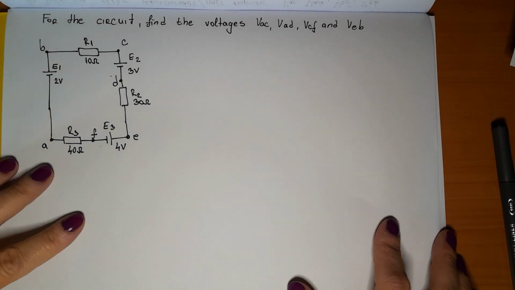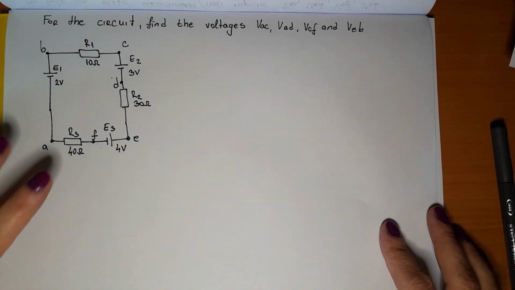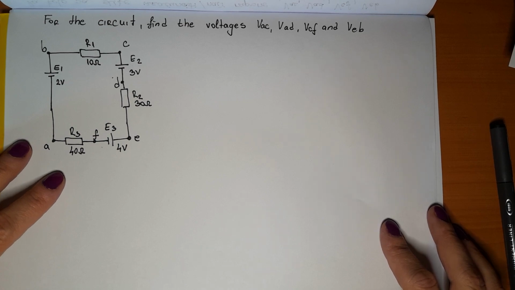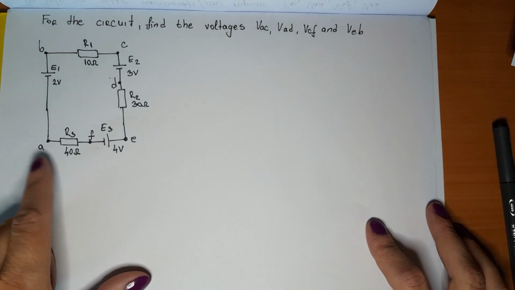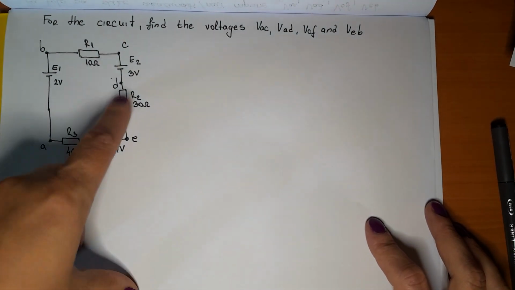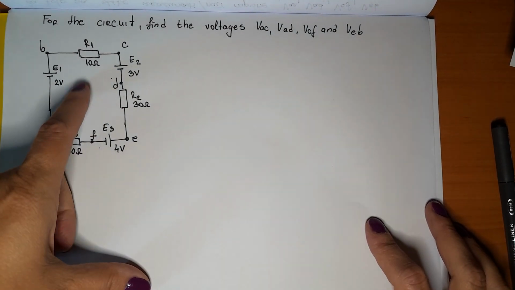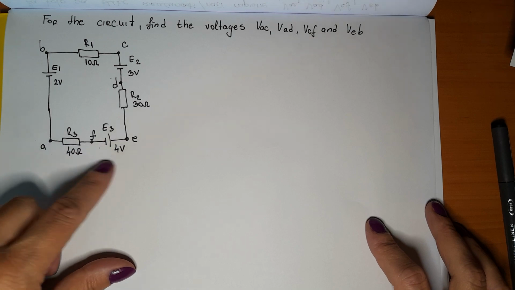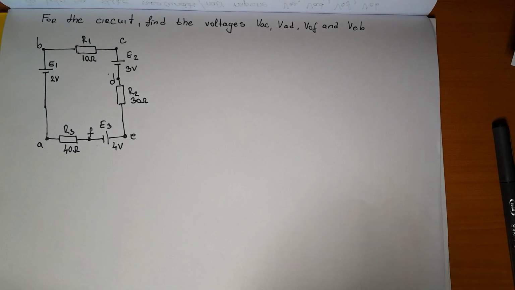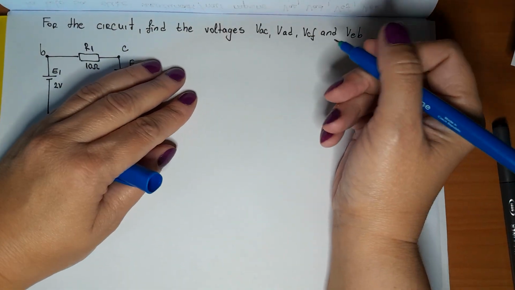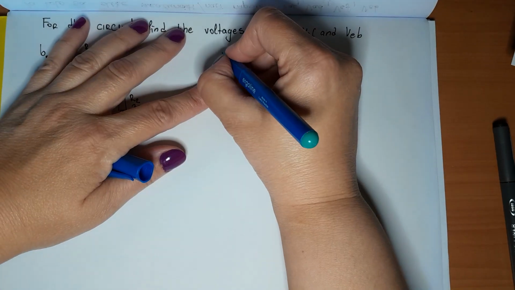So for today we have this circuit, and our job is to find the voltages between these dots. So AC, then we have AD, then we have CF, and we have A to B. Okay, and we will have to use voltage divider here. So just let me write.